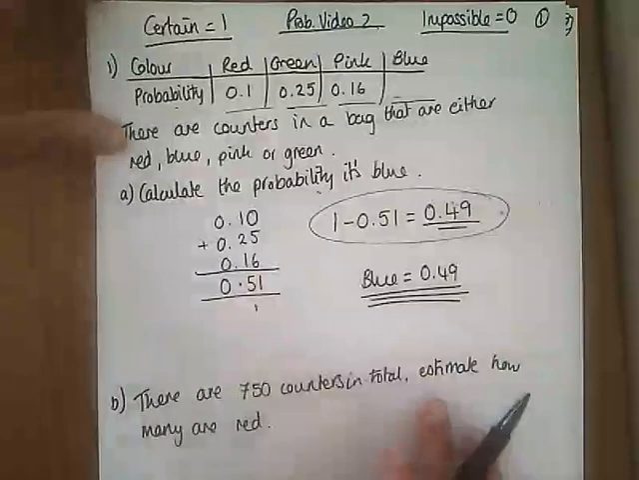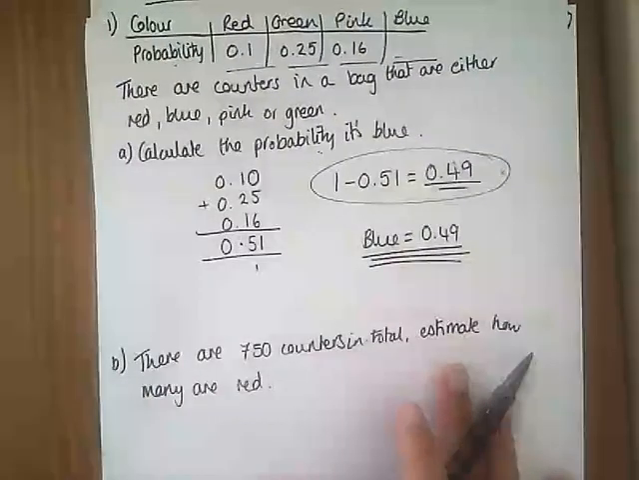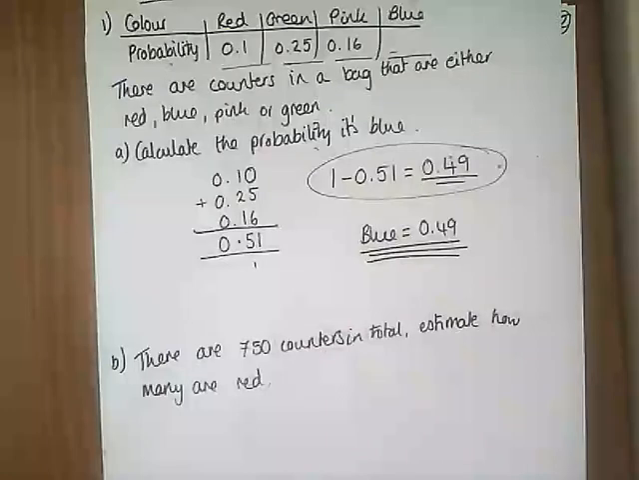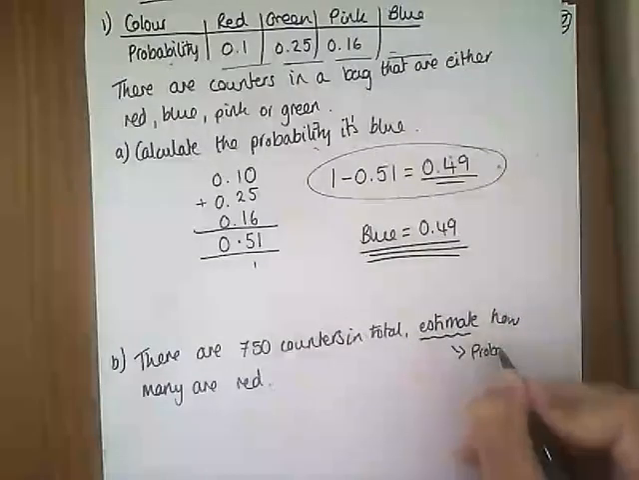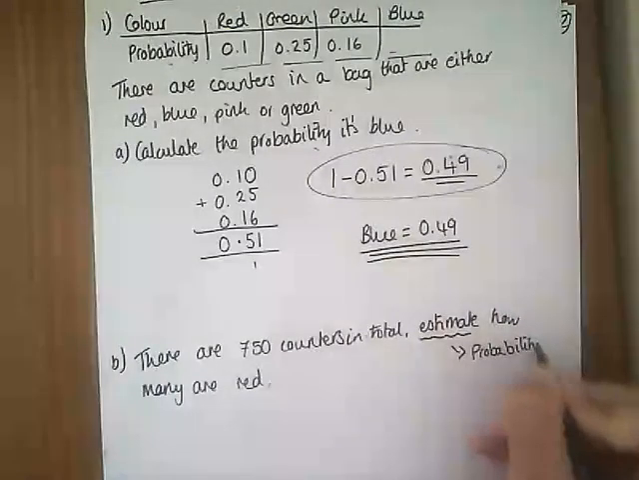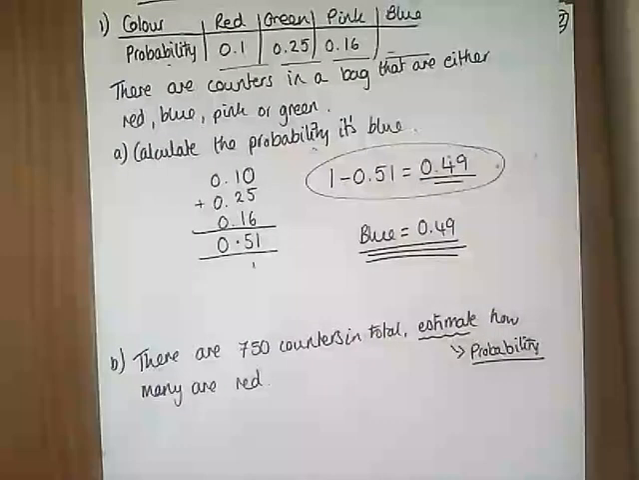Right, part B of the very same question. There are 750 counters in total. Estimate how many are red. Now this estimate is only because it is probability. It's not because we start needing to round things, which, if you've done estimation in rounding, is a different thing. This is because it is based on probability, okay?